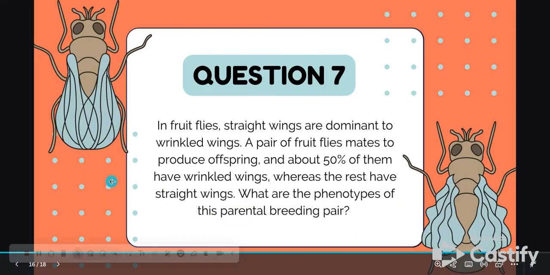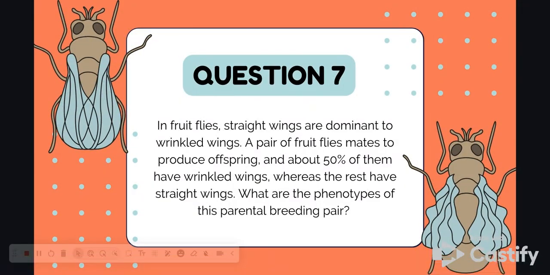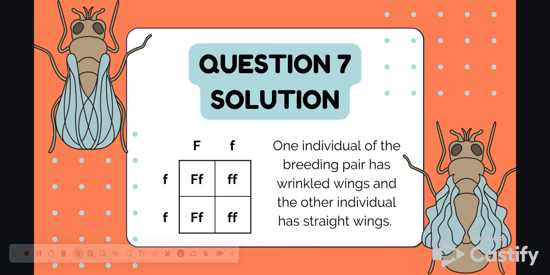In fruit flies, straight wings are dominant to wrinkled wings. A pair of fruit flies mates to produce offspring, and about 50% of them have wrinkled wings, whereas the rest have straight wings. What are the phenotypes of this parental breeding pair? Pause and see if you can solve it. One individual of the breeding pair has wrinkled wings and the other individual has straight wings.